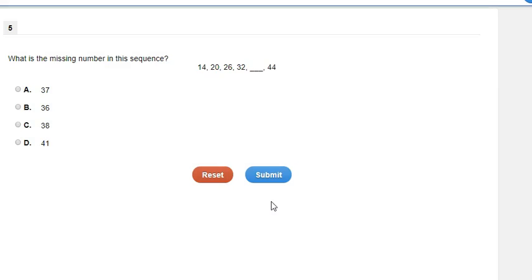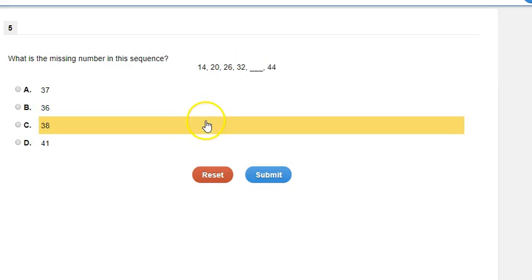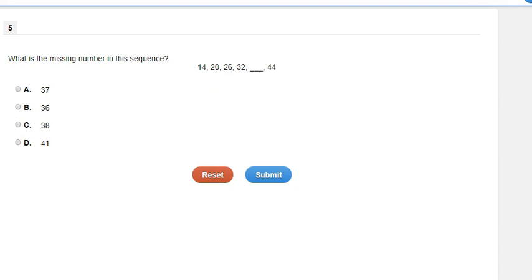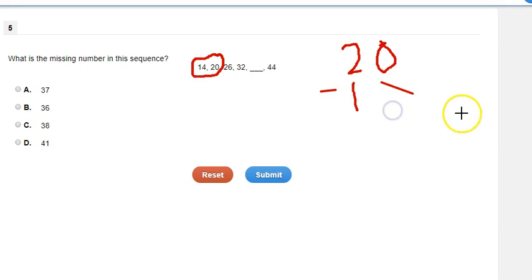Okay, what is the missing number in this sequence? All right, so what we're going to do, same thing we've always done, is circle our first two numbers and we're going to subtract them. So we're going to take 20 because it's bigger than 14. So it goes on top. 20 minus 14. That's a 4. Okay.